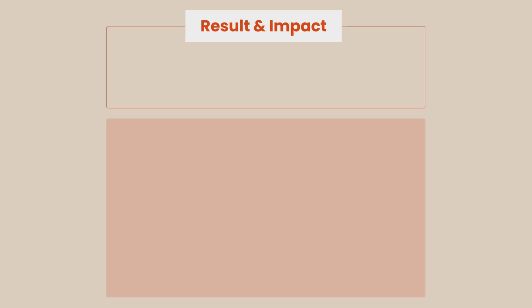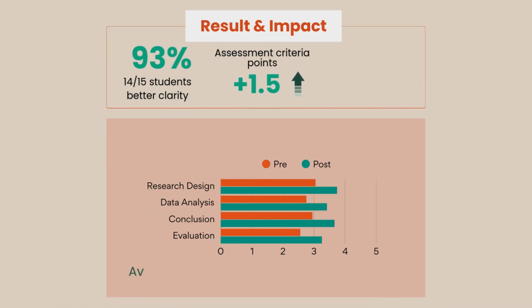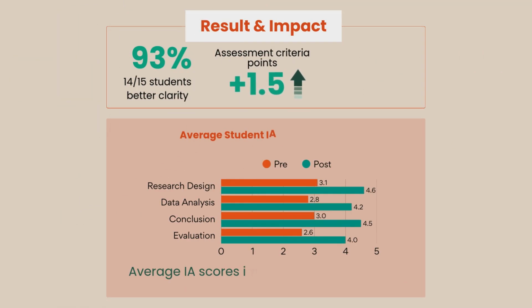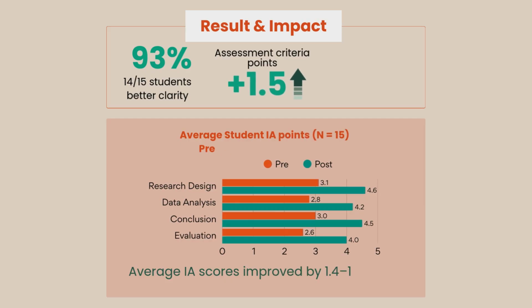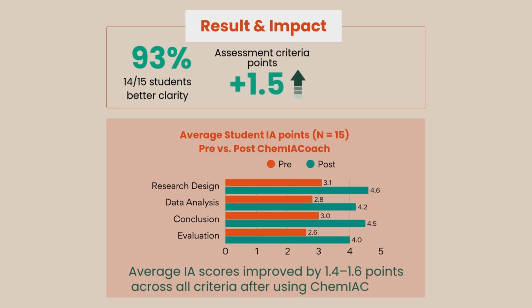Here are the highlights of our results. 93% of students reported better clarity on how to plan and structure their IA. Students' average IA scores improved by 1.4 to 1.6 points, rising across all key criteria from around 3 to over 4.5 in areas like research design, data analysis, conclusion, and evaluation. Teachers also benefited.